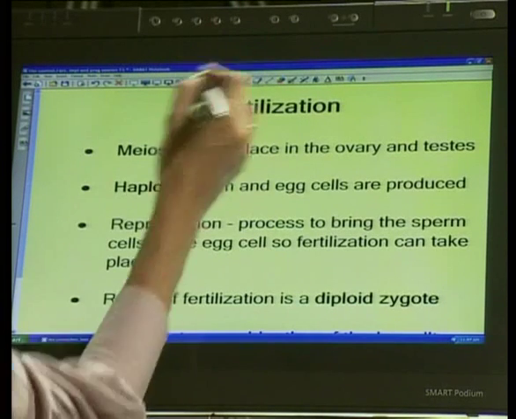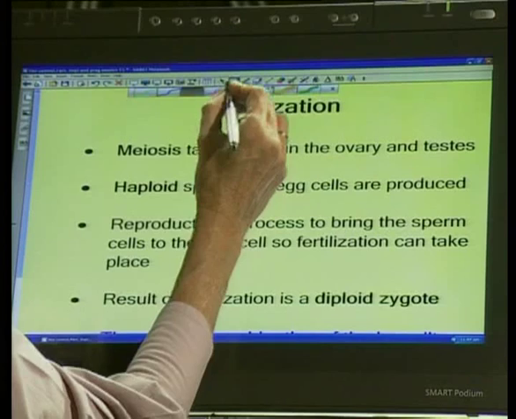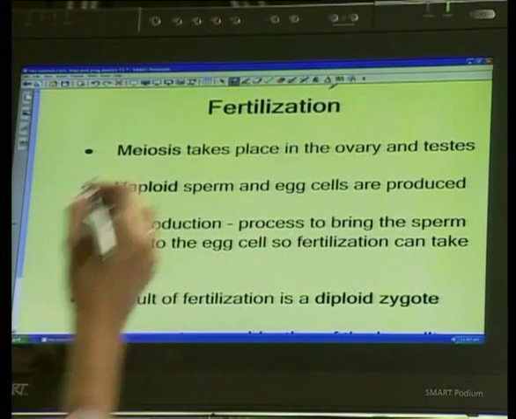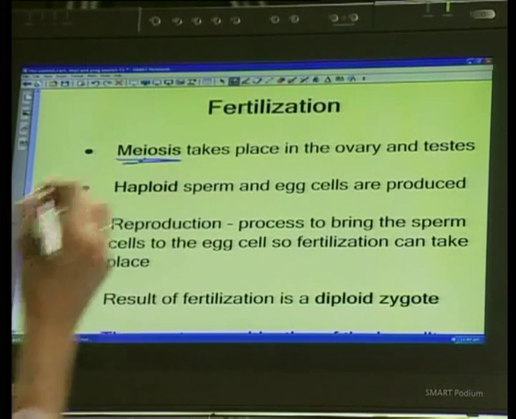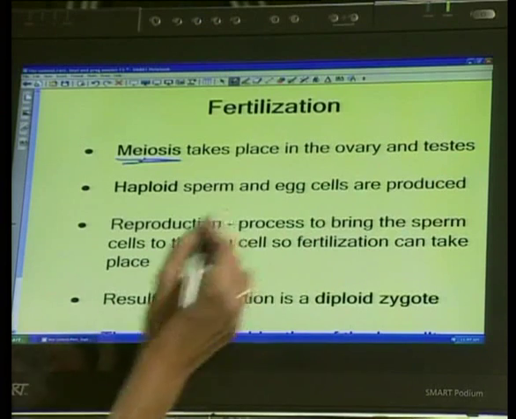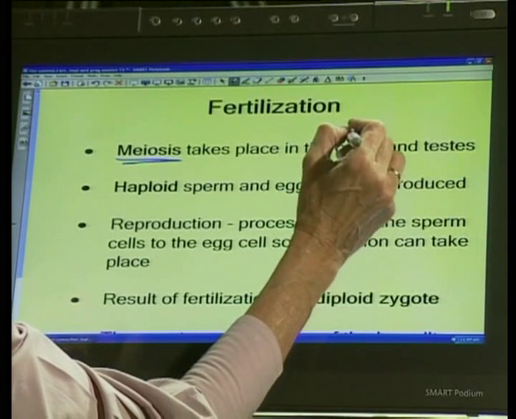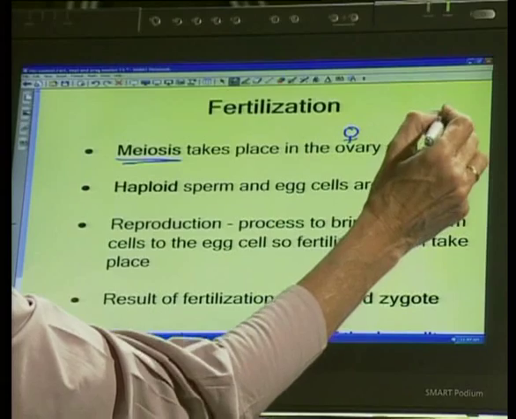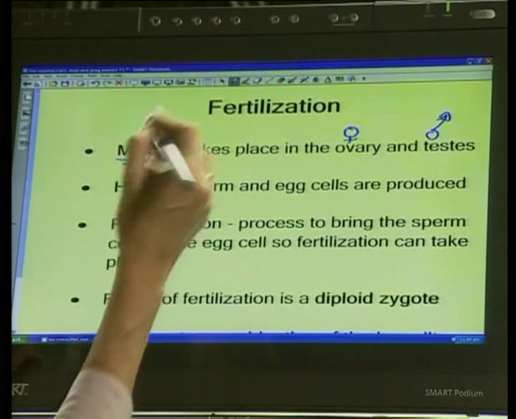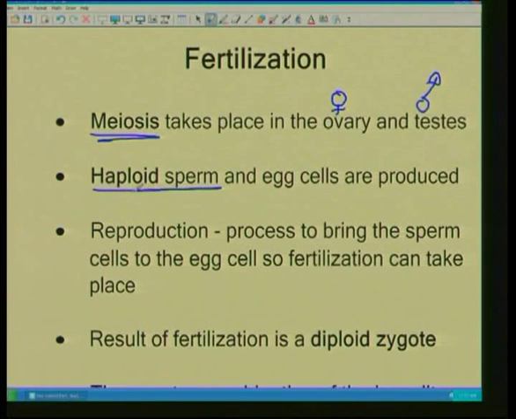Okay, now we move on to fertilization. All right, fertilization. First of all, we have meiosis takes place in the ovaries and the testes. So ovaries will be in the female, and the testes are in all males. Okay, what do we end up with? We end up with haploid sperm from the males, from the testes, and egg cells from the female. Reproduction is a process to bring the sperm cells and the egg cells together so that fertilization can take place.